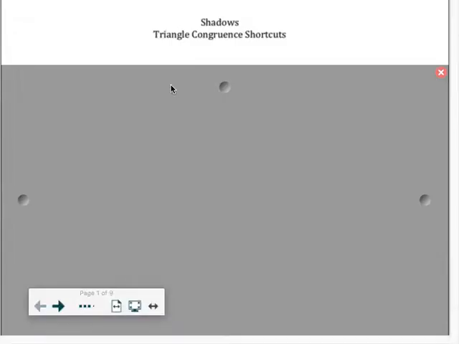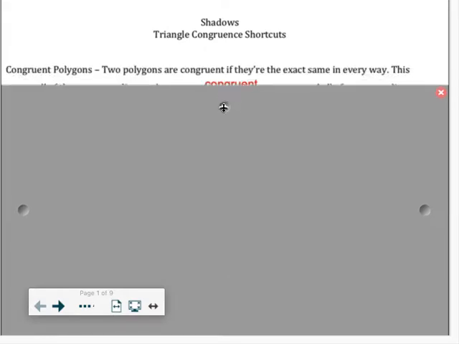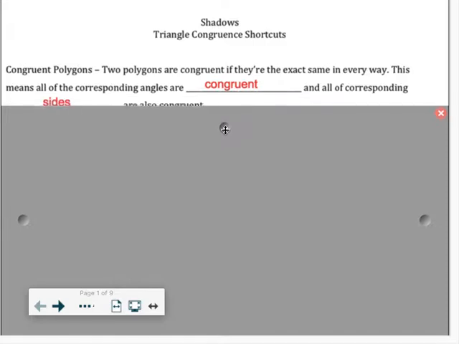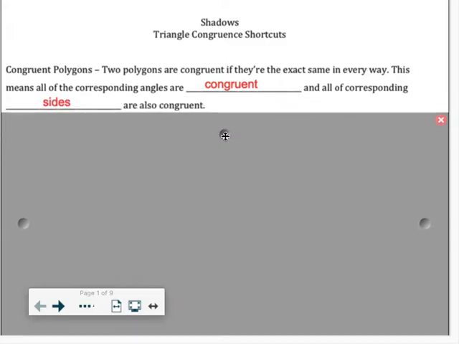So here we go with the triangle congruence notes, section 6 for the shadows unit. First of all, let's have a reminder of what our definition of congruence is. Two polygons are congruent if they are the exact same in every single way. That means all of the angles are congruent and all of the corresponding sides are also congruent.